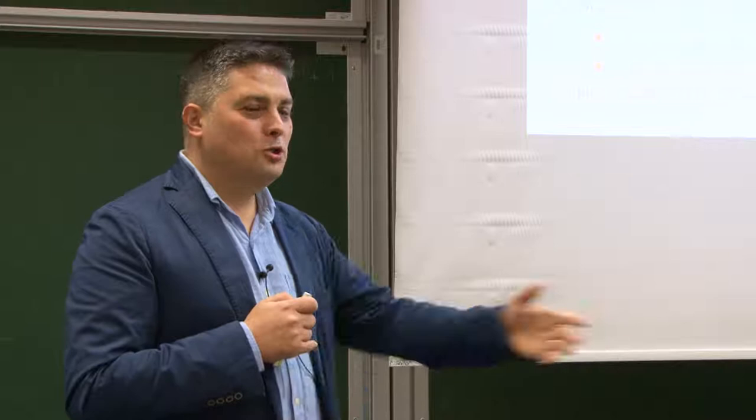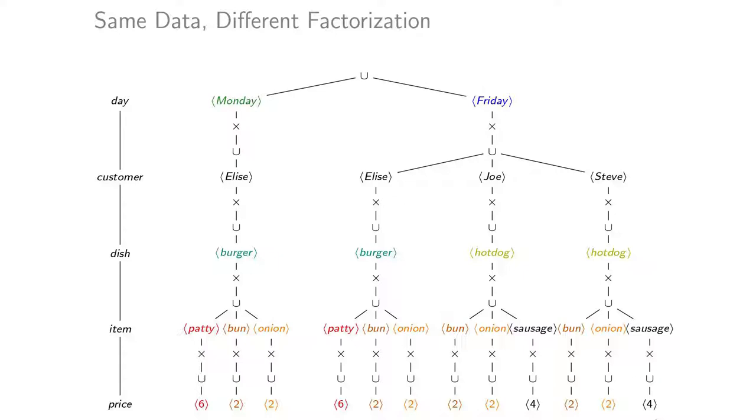Good, so look, same data, different factorization. Here, I just take a very long path, and I don't exploit any sort of conditional independence. So basically, I have to enumerate the days, and for each day, I look at the customer for that day, the dish, and then the items in the dish, and then the prices. For Friday, look at the customer. There are more customers now. Then each of them orders something, and so on and so forth.